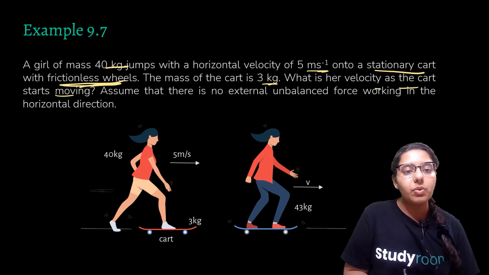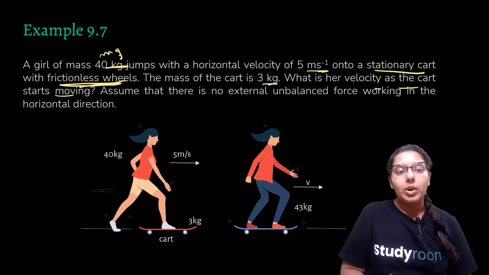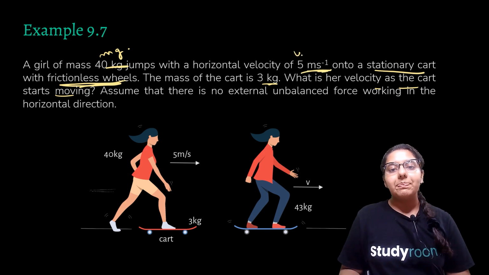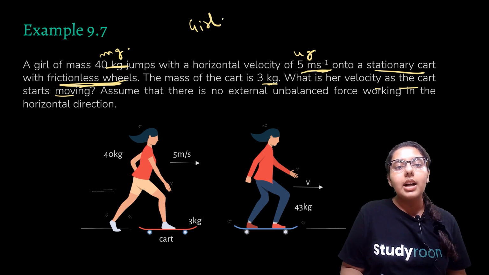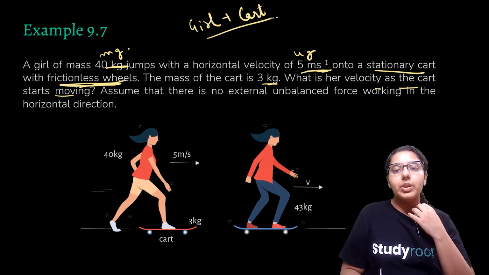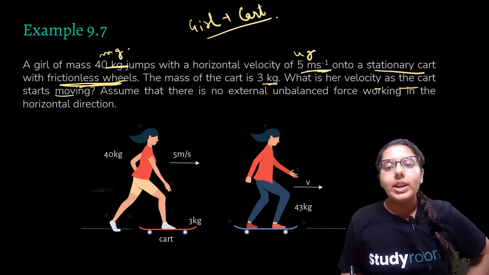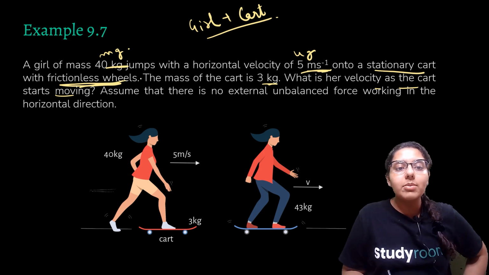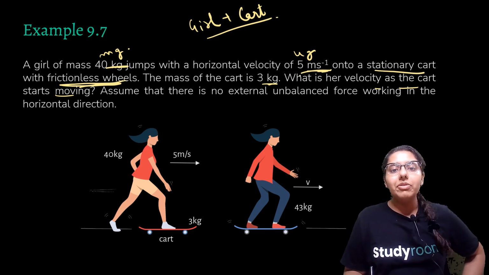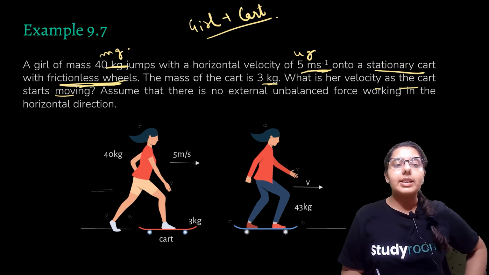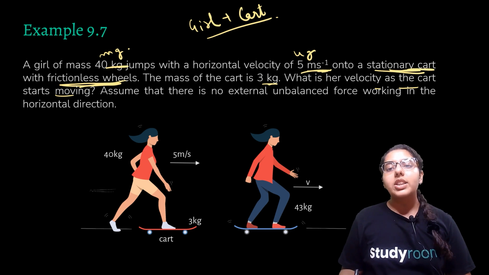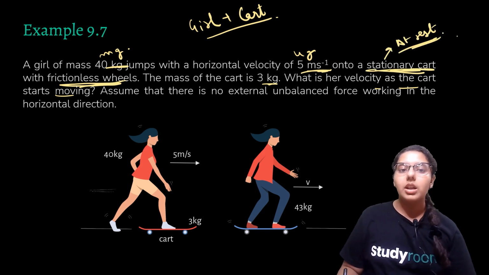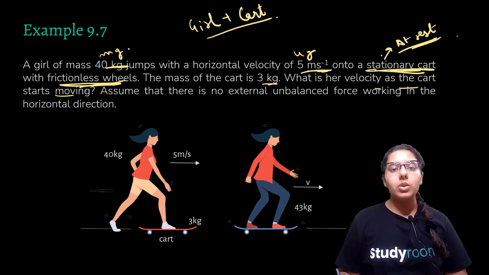So the mass of the girl is 40 kg and the initial velocity of the girl is 5 meter per second. This is a system of girl and cart, also a 2 object system. What is the initial momentum of the girl? It is 40 into 5, that is 200 kg meter per second. If we talk about the stationary cart, meaning at rest, it has no initial velocity. So what will be its initial momentum? It will be 0, right.